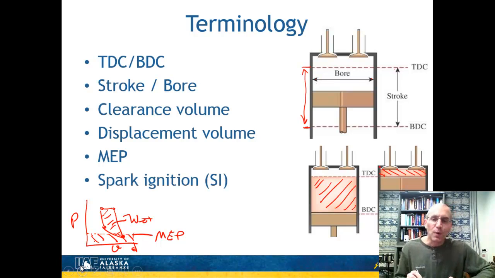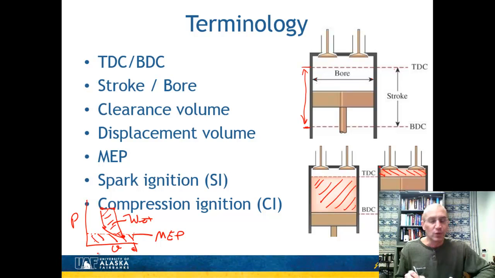A couple other things. Spark ignition engines are often called SI engines. These are Otto engines where you actually have a spark plug, and that's in contrast to a compression ignition or diesel engine where ignition occurs simply because you compressed it to such a high temperature and then fuel is injected. So we're going to be looking at spark ignition in the next video, followed by compression ignition when we discuss diesel cycles.